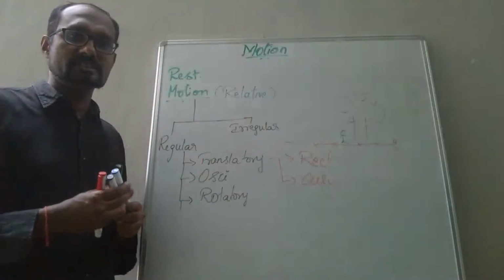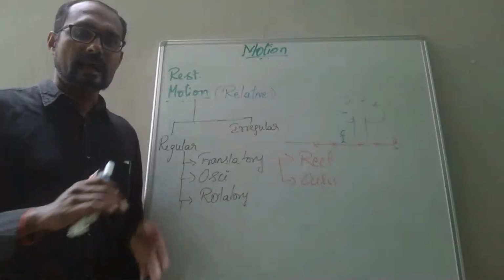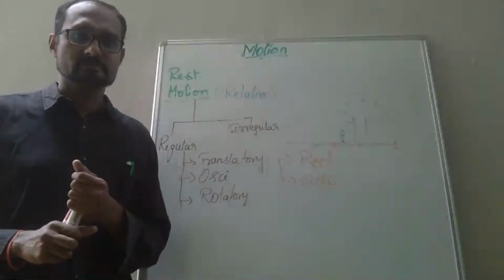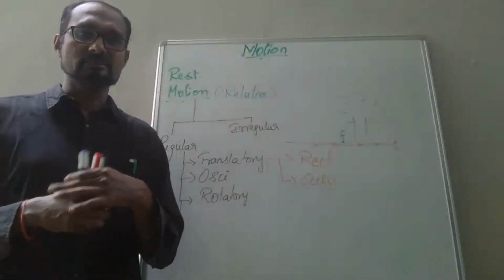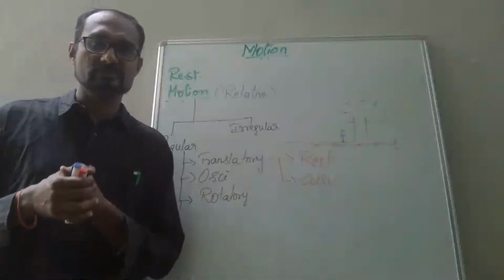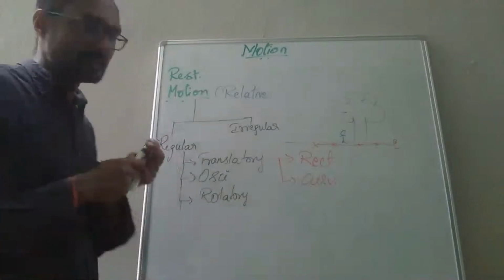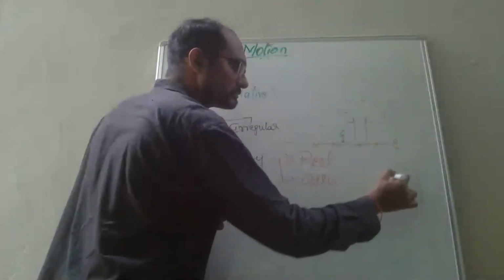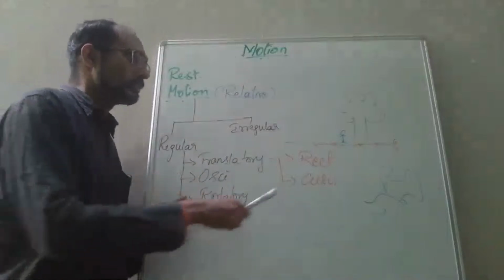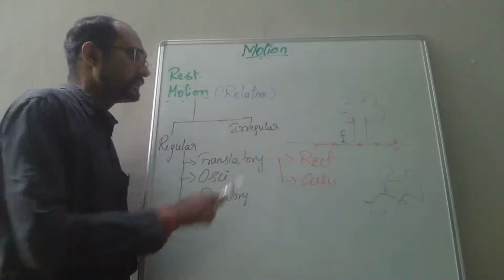If the object is traveling along an undefined, irregular, haphazard path, then we say the body is undergoing irregular motion. A wasp which is flying does not follow one regular path. A bee or a housefly which is flying does not follow one regular path. It takes a random path like this, and finally it maybe comes back to the initial position. This kind of motion wherein the path is not well defined is called irregular motion.